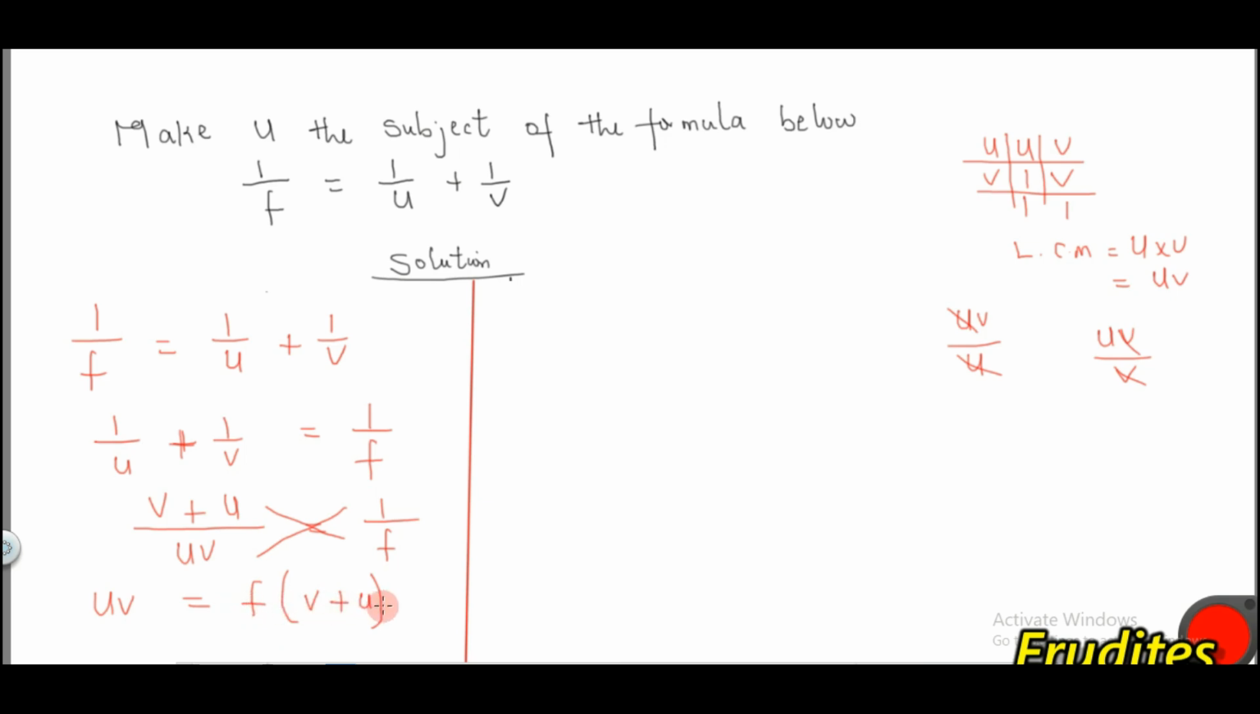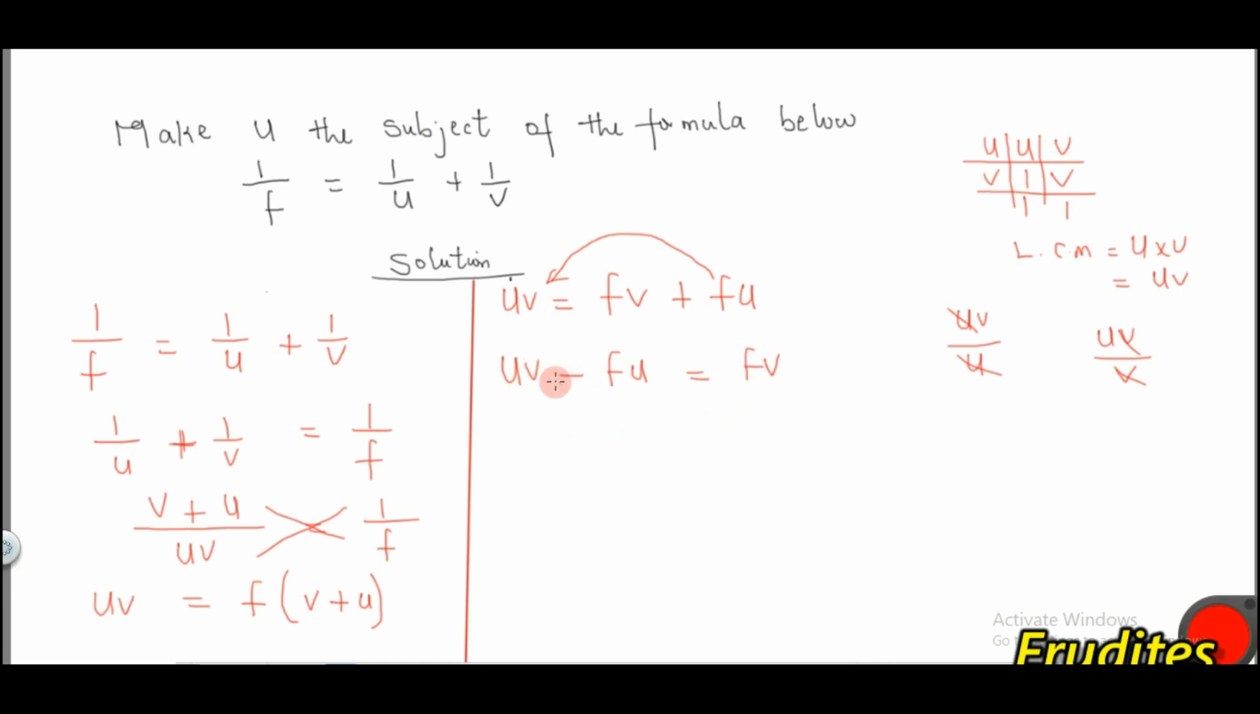So I will use this f to multiply everything inside. So this will be uv is equal to f times v, which is fv, plus f times u, which is fu. What I will do next is to take this fu to the other side of the equation, because we want to make u the subject of the formula. When this plus fu crosses to the other side, it will become minus fu. So this will be uv minus fu is equal to fv.